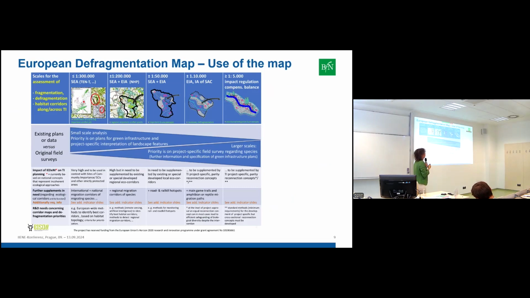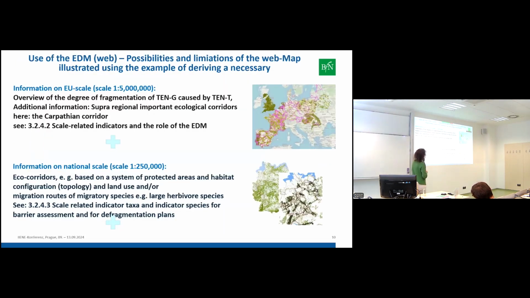If you use this map, and this is very important for me for the use of the map, we will do it in the GIS. There you can go really deep to the local level. But it is not the truth. I will show you. You have on European scale a very large overview. It's an overview of the degree of fragmentation caused by TNT. And additional information are supra-regional ecological corridors. For example, you have the alpine capacity.